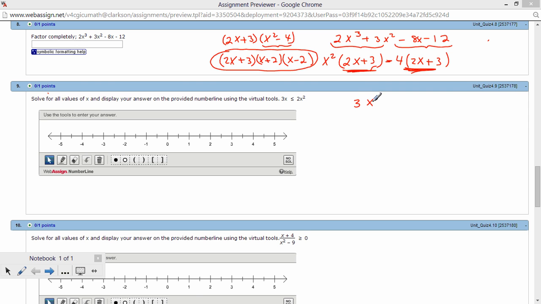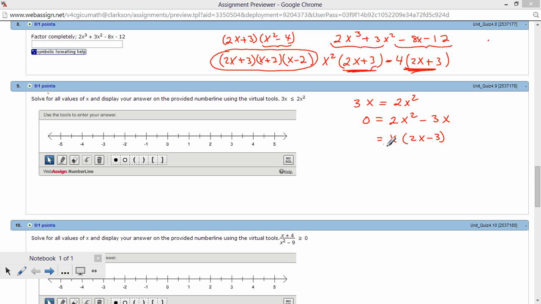Question 9. 3x equals, right? Get rid of the inequality if you're having trouble. 3x equals 2x squared. Well, you got a quadratic, so most likely you're going to get one side to 0, like that, right? Quadratic equations get one side to 0, okay? And then from here, I'm going to factor out the x, right? Because they both have x in common.